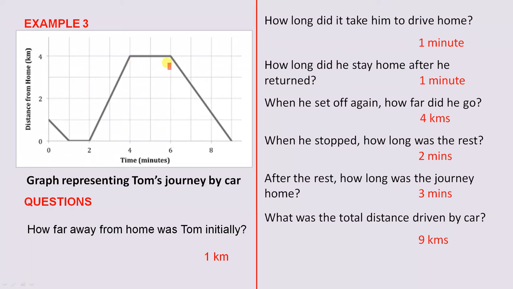After the rest, how long was the journey home? So from there to there, or from here to here, see, that was 6, 7, 8, 9, so that was 3 minutes it took to get back home. What was the total distance driven by car? 9 kilometres. Because that was 1 kilometre, that's another 4, so that gives you 5 altogether, and that's another 4, so that gives you 9 kilometres altogether.